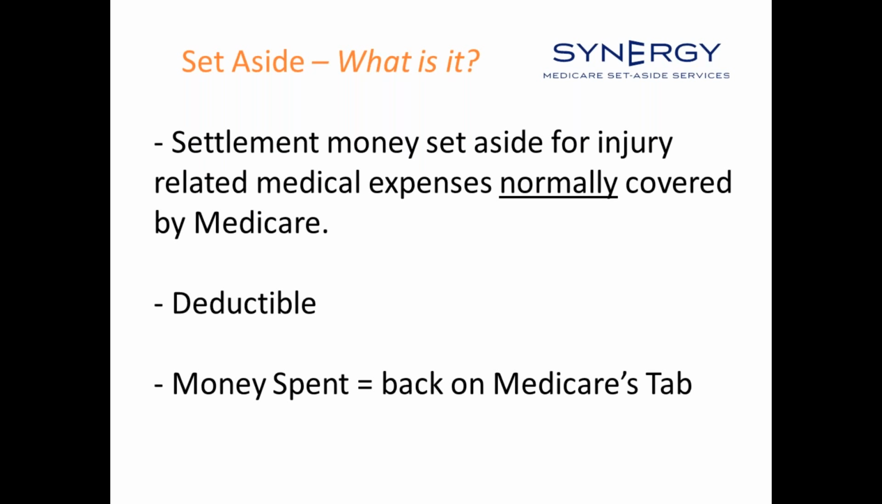It's literally money that's set aside in a separate interest-bearing account to be used for accident-related care covered by Medicare. So as an example, let's say we were doing a $5,000 Medicare set aside. That $5,000 would go into a separate interest-bearing account, and in a perfect world, anytime that plaintiff were to treat for something related to their accident, they would use that $5,000 and spend it appropriately. And it's like a deductible in the sense that once that $5,000 has been spent down appropriately, they're back on Medicare's tab. Okay, Medicare has to start paying.